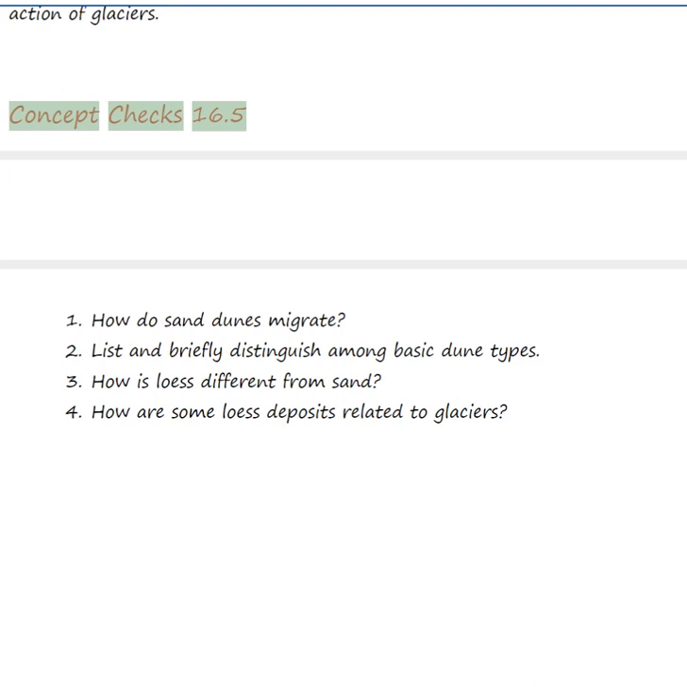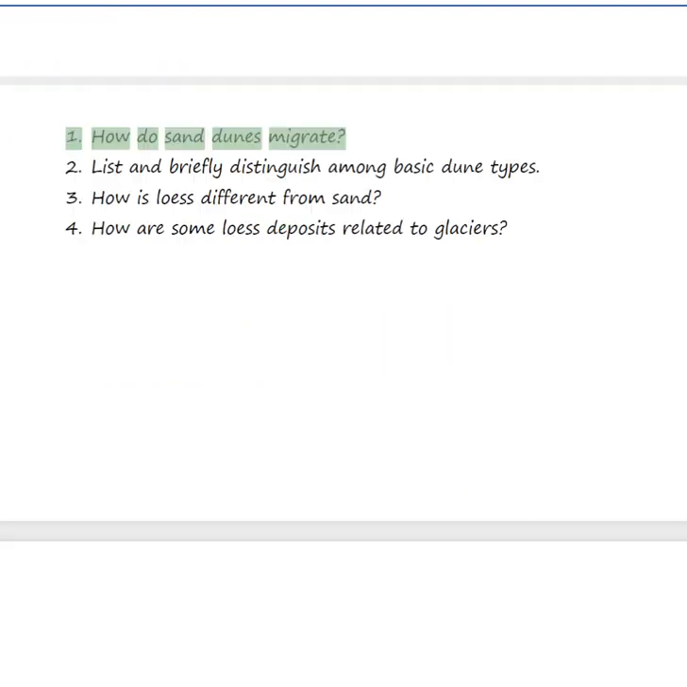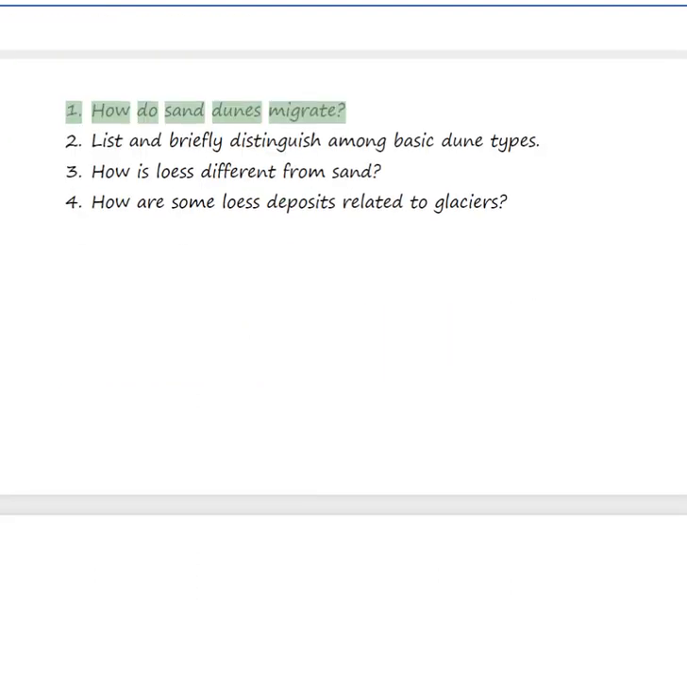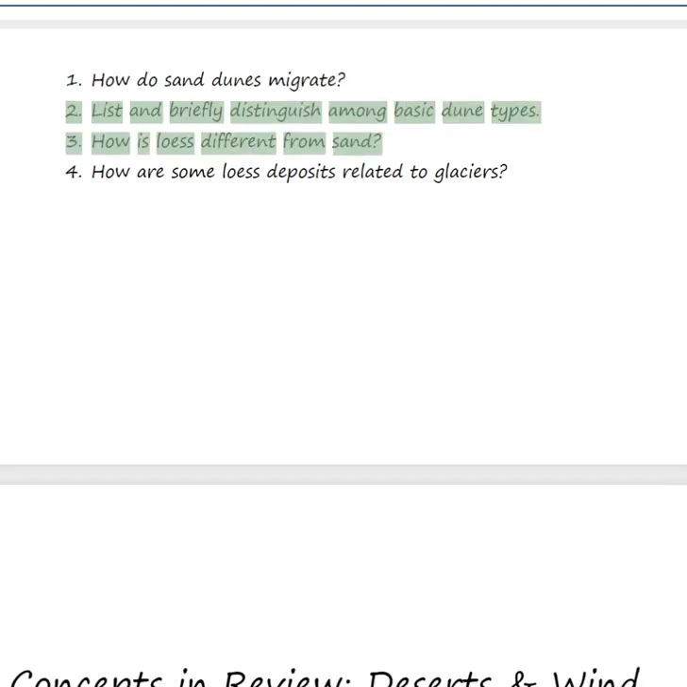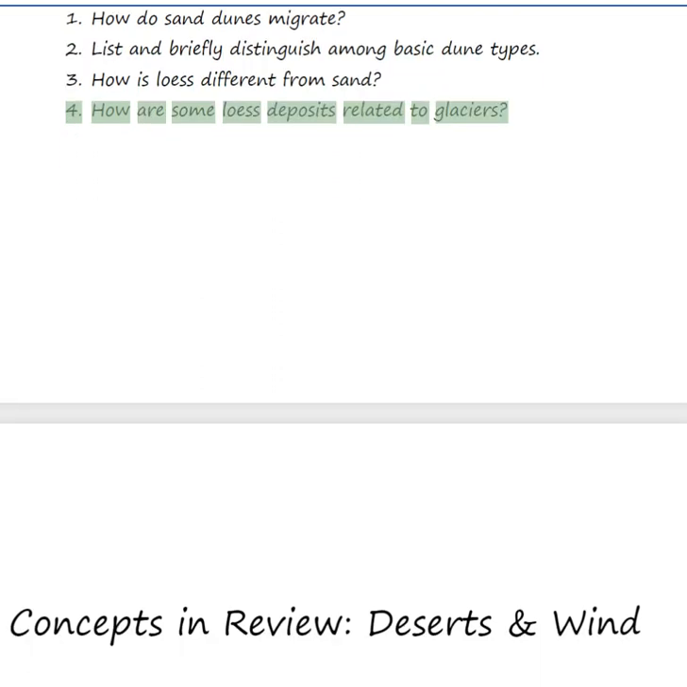Concept check 16.5. 1. How do sand dunes migrate? 2. List and briefly distinguish among basic dune types. 3. How is loess different from sand? 4. How are some loess deposits related to glaciers?